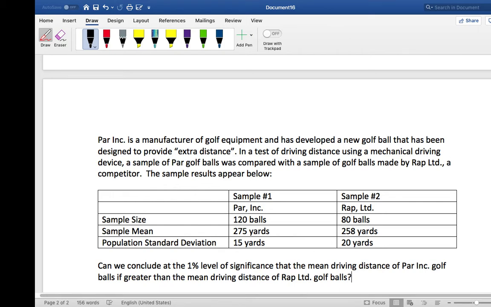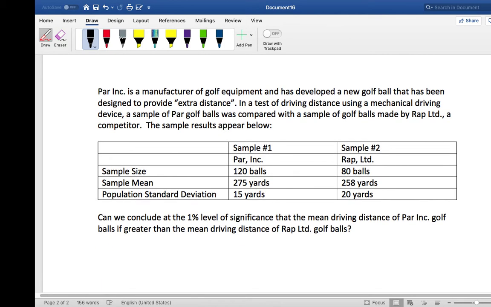Okay, and what do they want us to do? Let's see. There's a bunch of results there, and they say, okay, can we conclude at the 1% level of significance that the mean driving distance of Par Inc. golf balls is greater than the mean driving distance of RAP Limited golf balls?